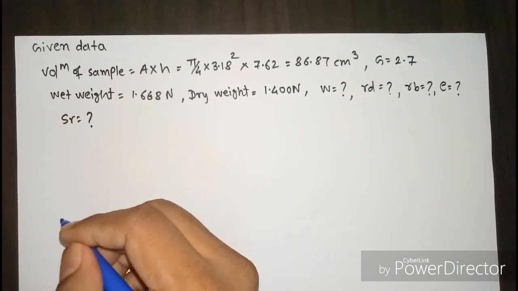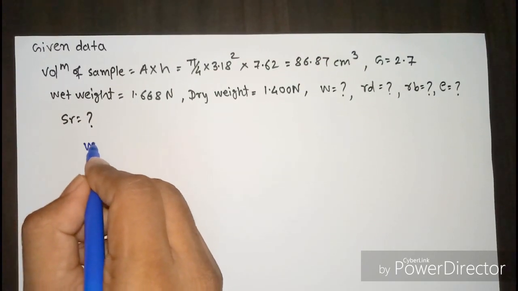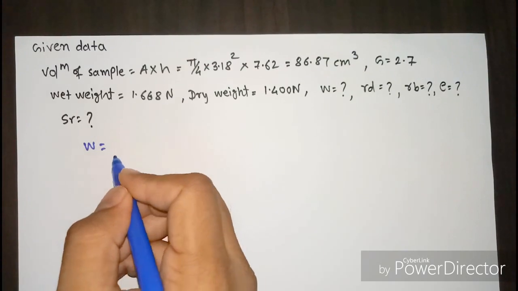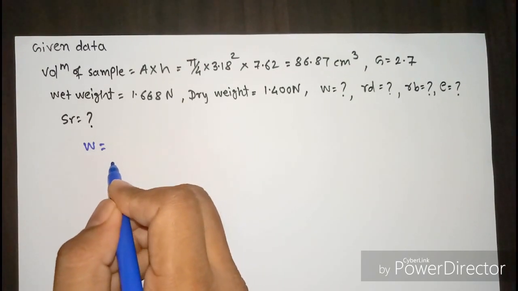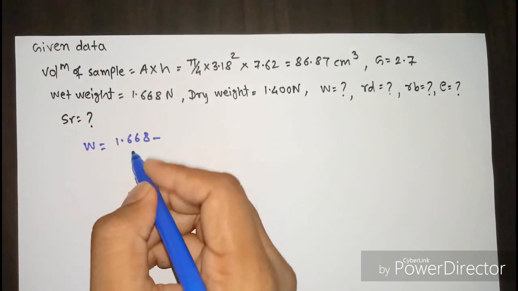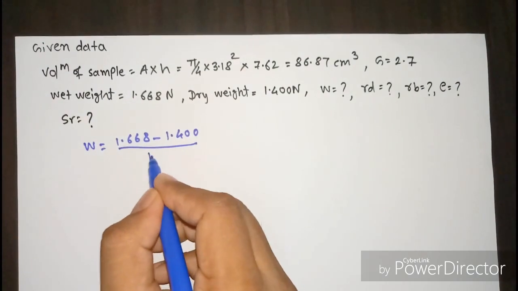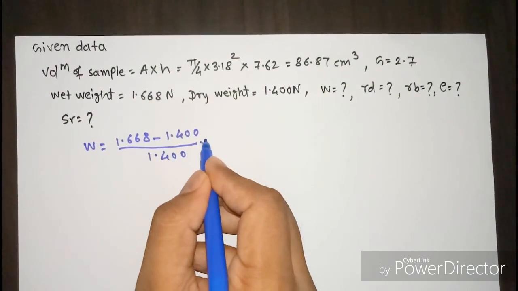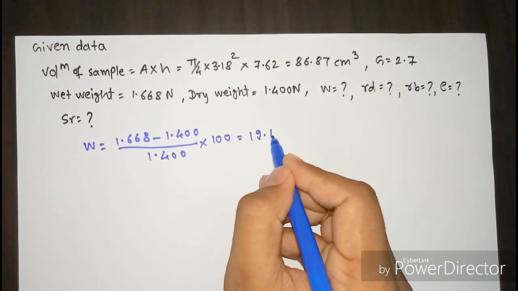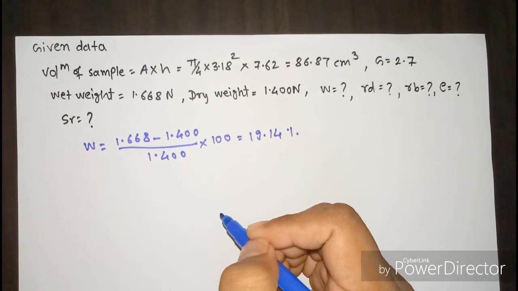First we will calculate water content. We know that water content is equal to weight minus dry weight divided by dry weight multiplied by 100. So weight is 1.668 minus dry weight is 1.400 divided by dry weight 1.400 multiplied by 100. So water content is 19.14%.